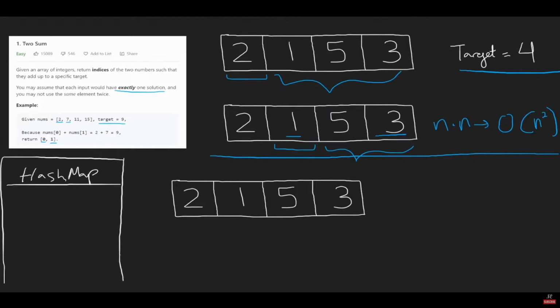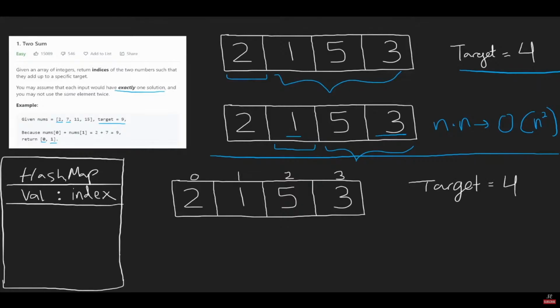Now in our hash map, we're going to be mapping each value to the index of each value. So the index of 2 is 0, the index of 1 is 1, the index of 5 is 2, the index of 3 is 3. So in our hash map, we're going to be mapping the value to the index. Now we could add every value in this array into the hash map before we start iterating through it, but there's actually an easier way to do it.